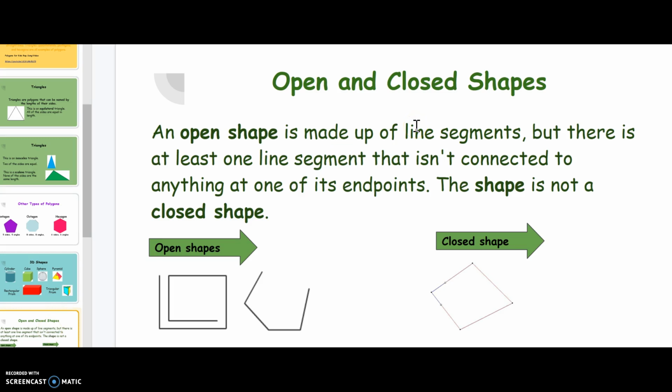Now, when we talk about geometry, we also talk about open and closed shapes. So we have an open shape that looks like this, where it is open, it is not completely closed, and it's made up of line segments.